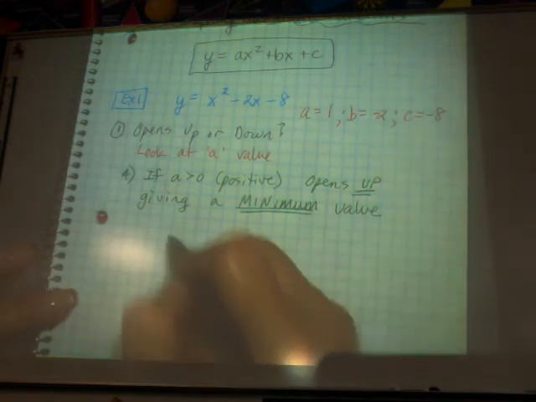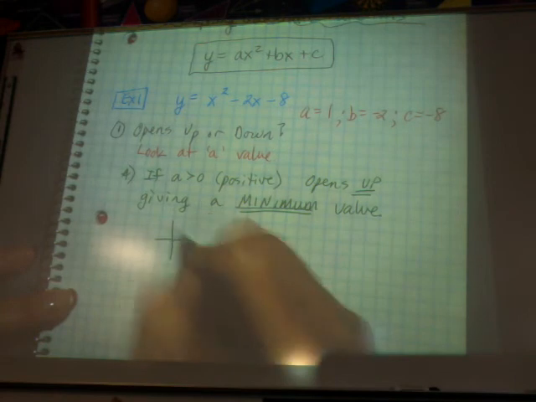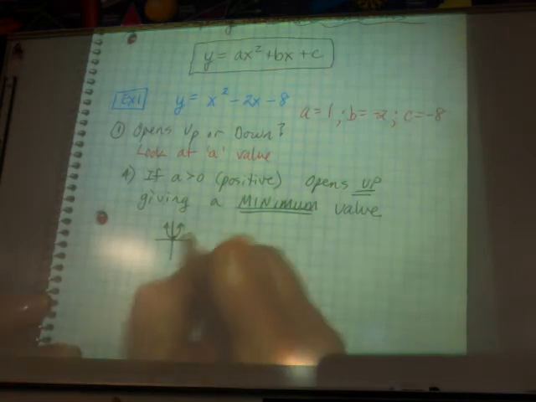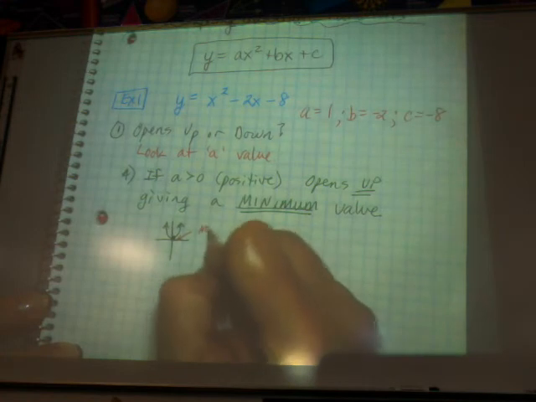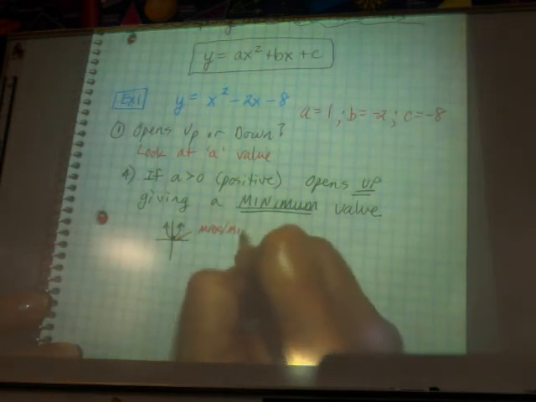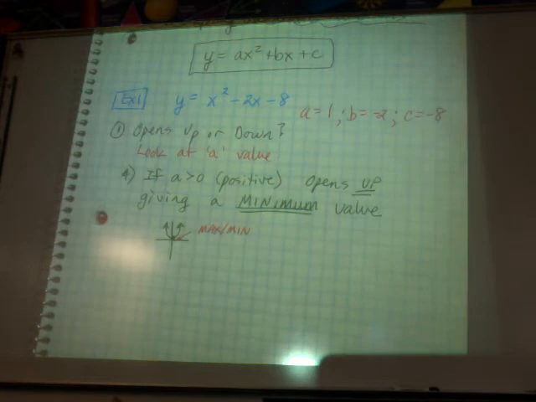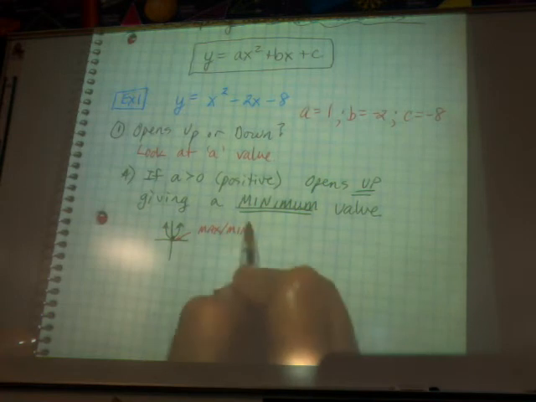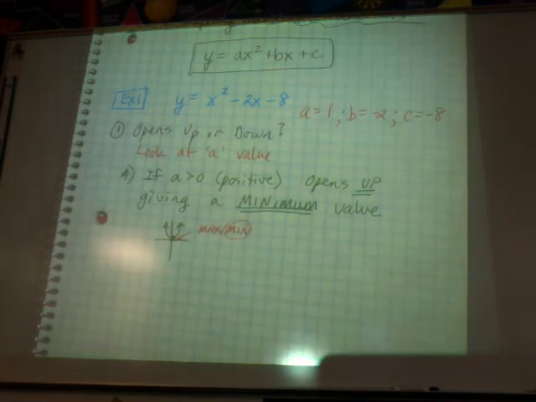And here's why. If my parabola opens up, so here's my parabola, let's just say it opens up. Here would be my vertex. This vertex, I'm going to show you how to find it in a minute. This vertex is your max or your minimum value. Isn't that the lowest part of the parabola if the parabola opens up? That's why that value right there is going to be, in this case, a minimum.